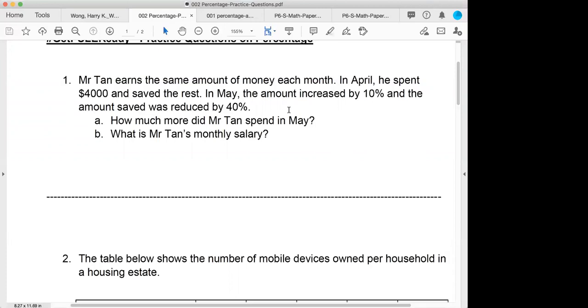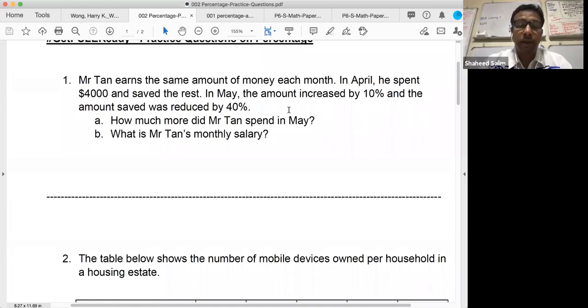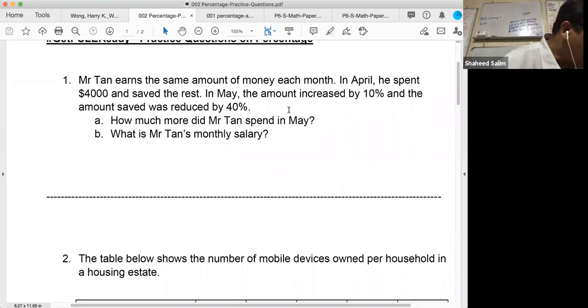Can you use calculator? Yes, yes, yes. So how are you, Miss Rahana? Are you okay? Not okay.